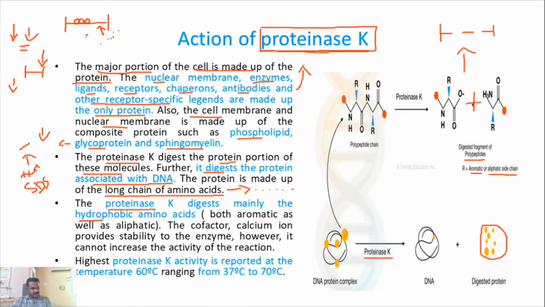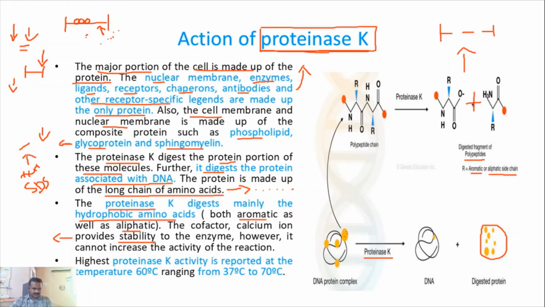The proteinase K digests mainly hydrophobic amino acids. So it digests aromatic and aliphatic side chains, and also hydrophobic amino acids, and also long chain amino acids. It also digests the modified form of proteins. So all kinds of proteins are digested by proteinase K. Even proteins with aromatic and aliphatic residues, it can digest. Yes.